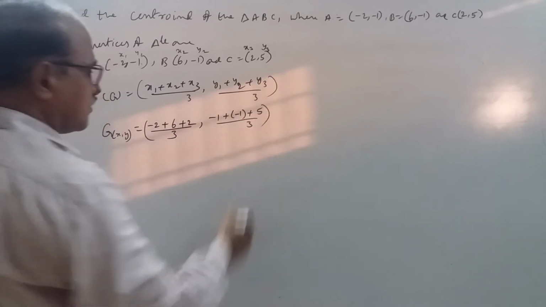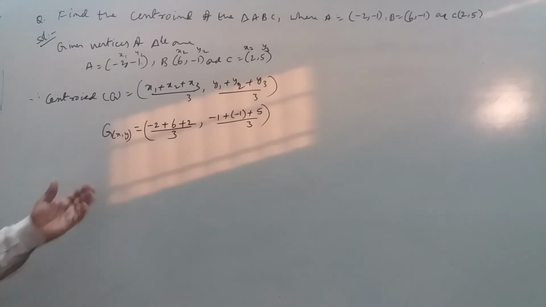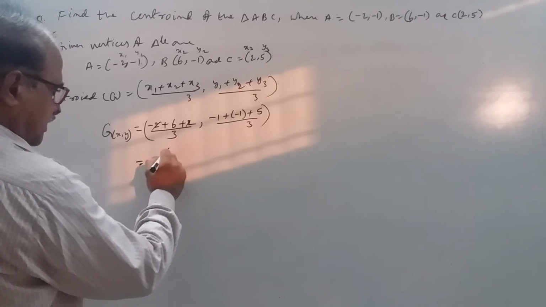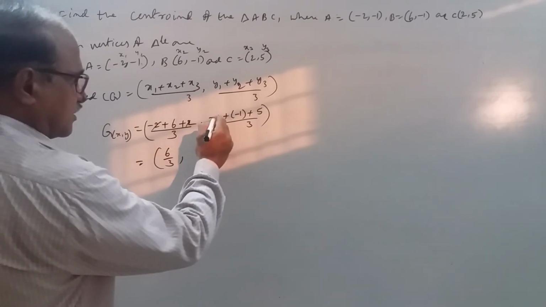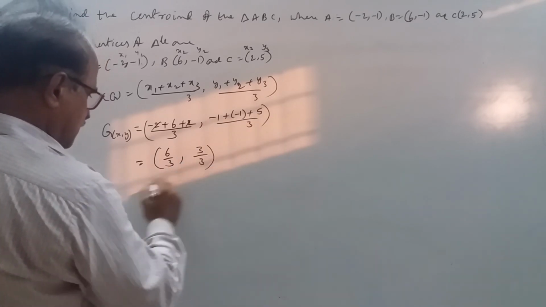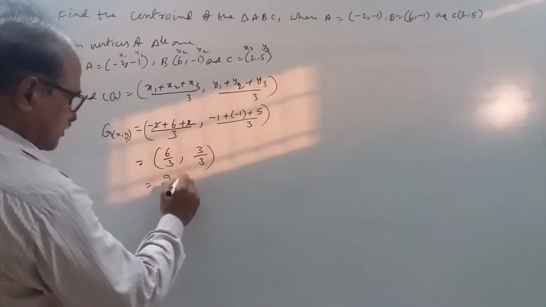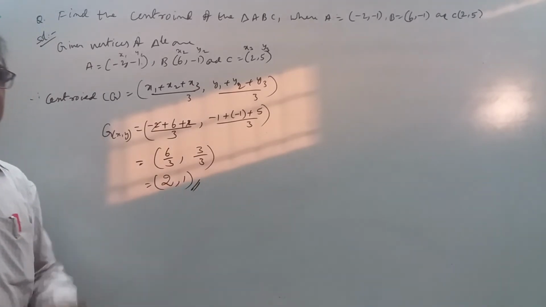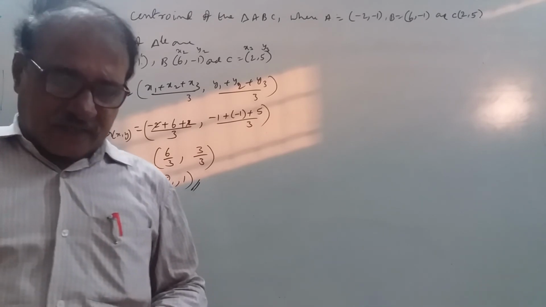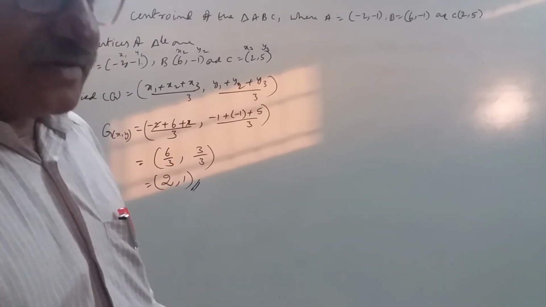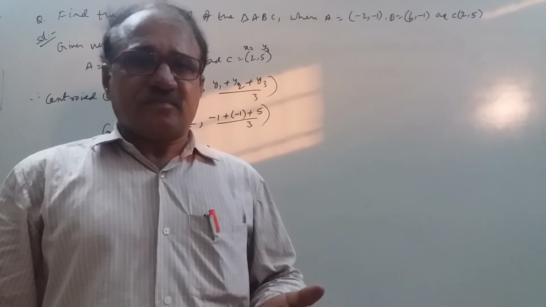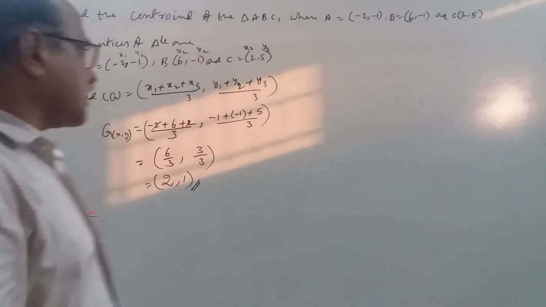By simplification, we can find the coordinates of x and y. Here, -2 plus 6 plus 2, the 2 and minus 2 get cancelled, 6 by 3, comma, here -1 -1 plus 5, 3 by 3, that is equal to 2, comma, 1. These are the coordinates of the centroid. In this way, we can discuss one problem regarding incenter.